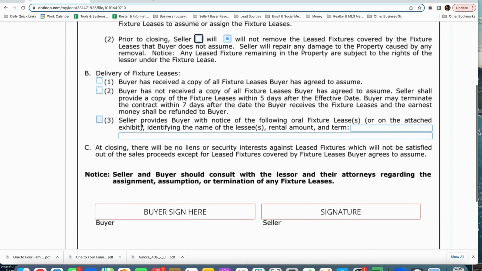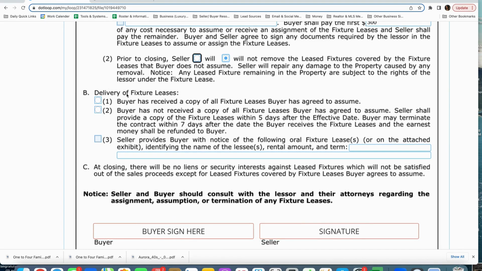So then you're going to have this. If you've got a fixture lease, you're going to check one of the three. Either buyer has received a copy of the fixture lease and has agreed to assume it, or B, buyer has not received a copy of the fixture lease and has agreed to assume. Seller shall provide a copy of the fixture lease within 5 days after the effective date. Buyer may terminate the contract within 7 days after the buyer has received the fixture lease, and the earnest money shall be refunded.